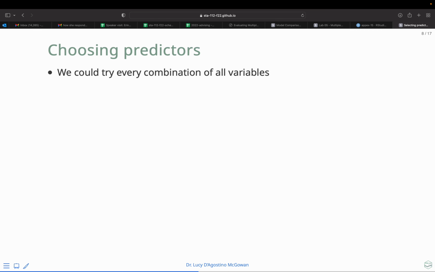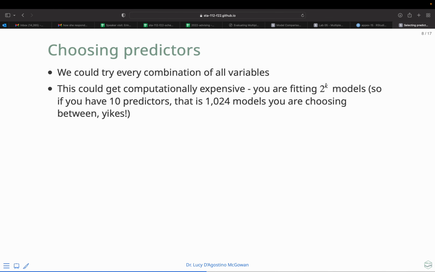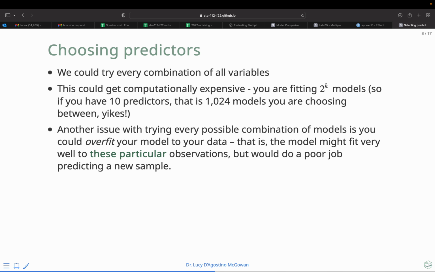Well, we could try every combination of all remaining variables. This is possible, but could get computationally expensive. So, for example, if you had 10 predictors, you'd have to fit over 1,000 models if you were choosing all the different ones. So it gets a little bit intractable. And another issue with trying every combination of model is that you could overfit your model to your data, depending on the metrics that you're using to decide whether your model is good. And so that means that basically the model might fit very well to these particular observations, but it would do a poor job predicting a new sample. And so this is the danger.